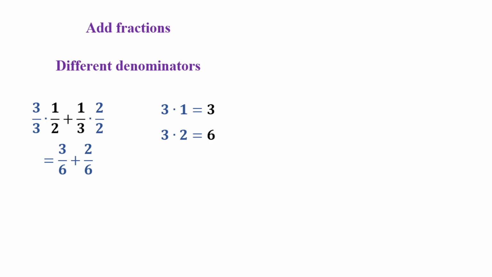So the question becomes adding fractions that have the same denominator. So we write the common denominator 6, and we add the numerators. 3 plus 2 is 5. So half plus third is 5 sixths.